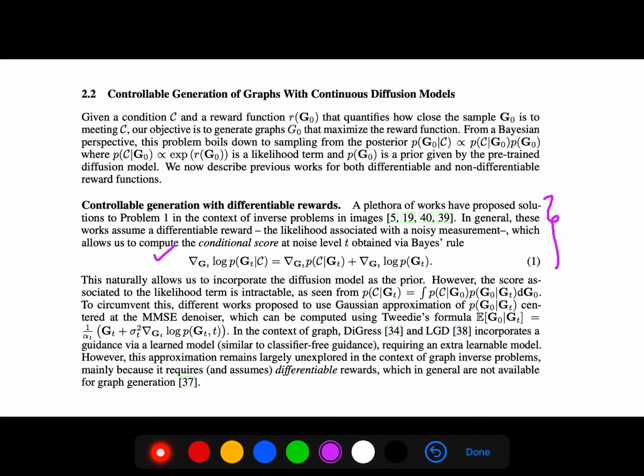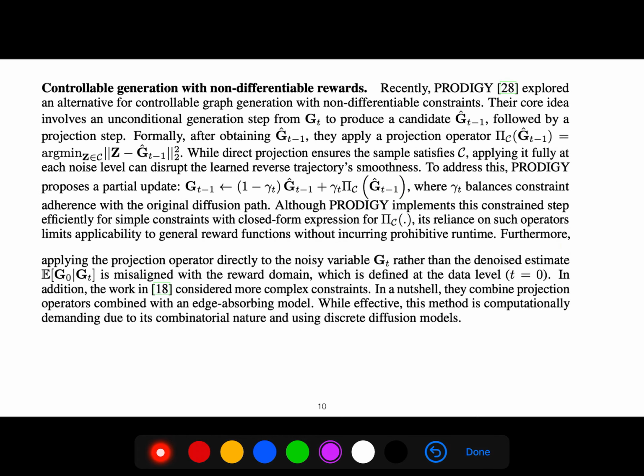So in the context of graphs, DiGress and LGD incorporate guidance via a learned model. They use something similar to classifier-free guidance. If you remember DiGress, I've explained it in one of the videos. It requires an extra learnable model. However, this approximation remains largely unexplored in the context of graph inverse problems, mainly because it requires differentiable rewards, which are in general not available for graph generation.